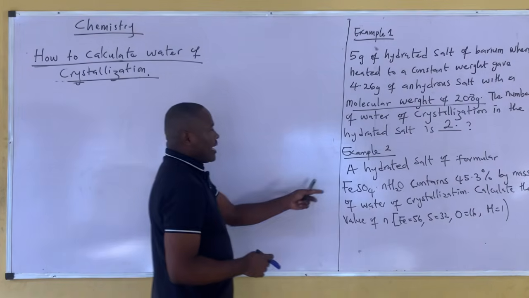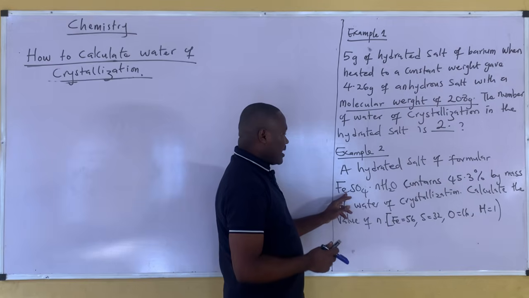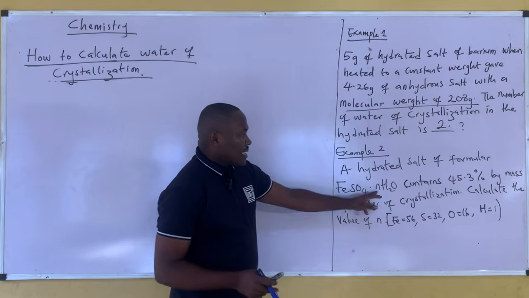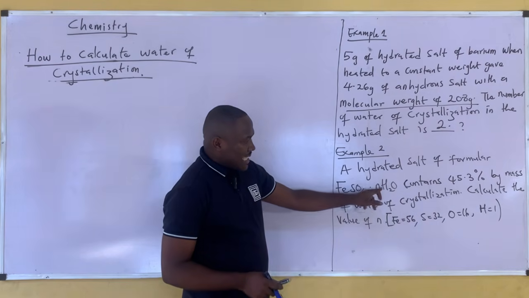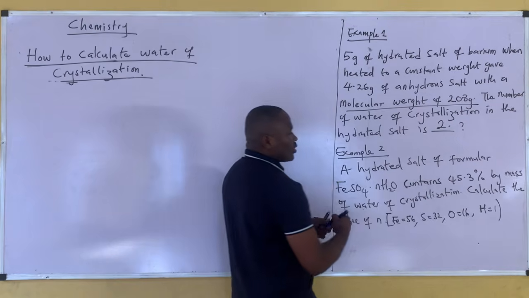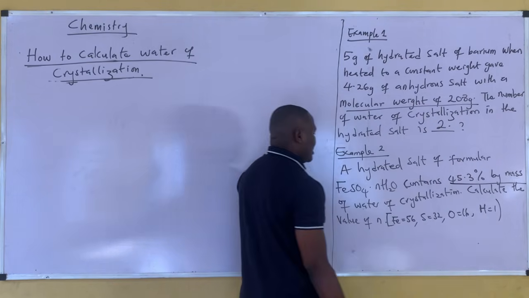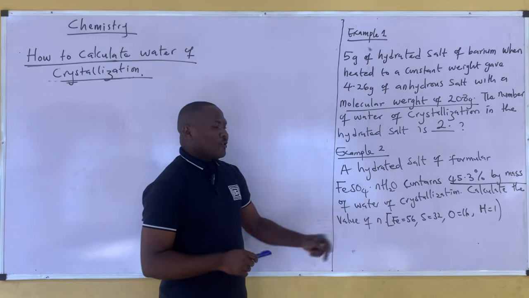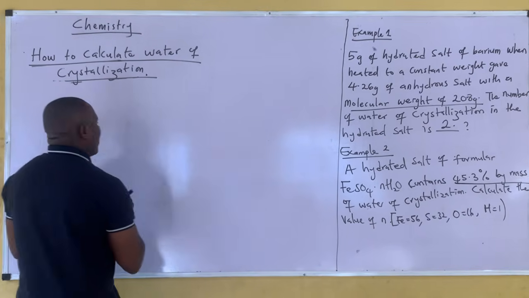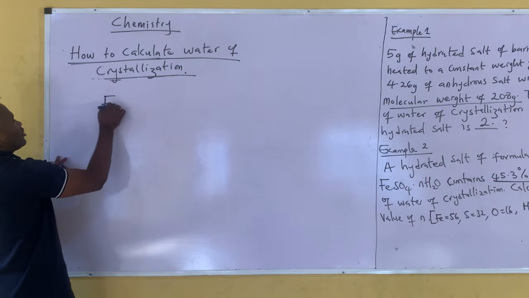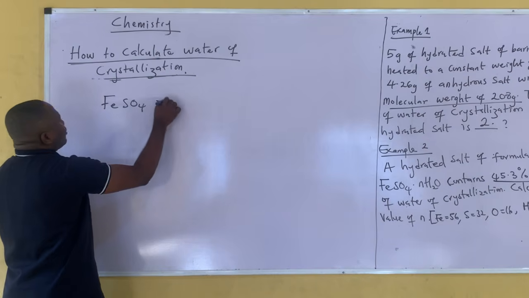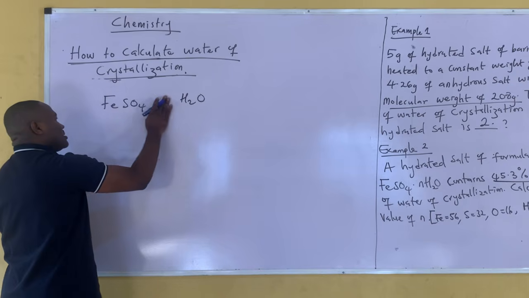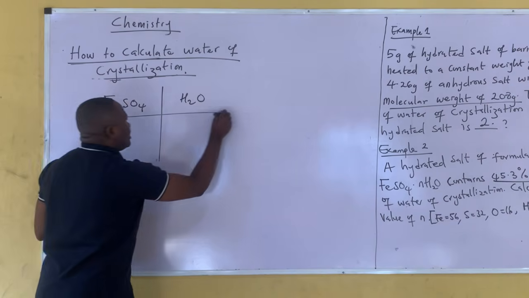It says a hydrated salt of formula FeSO4.nH2O, that's iron(II) tetraoxosulphate(VI) nH2O. So we want to look for what is n in our question. It contains 45.3% by mass of water of crystallization. Calculate the value of n. Now remember that it will always be the anhydrous salt plus the water that will give us the hydrated salt. So it's this place that we are dwelling on.